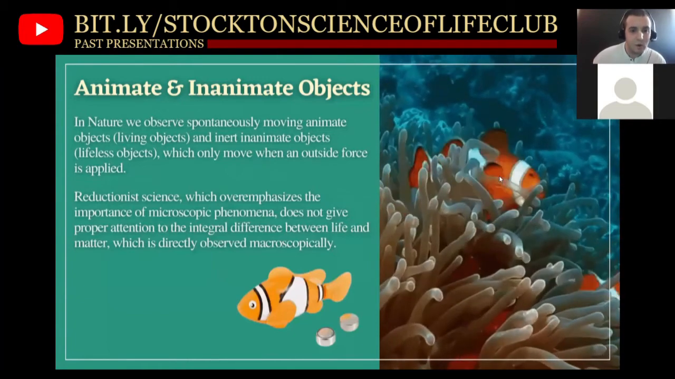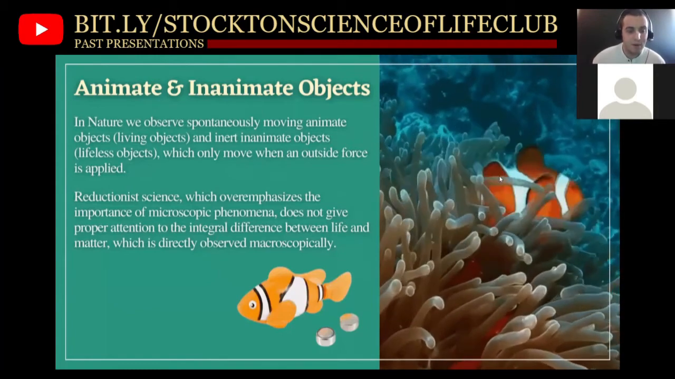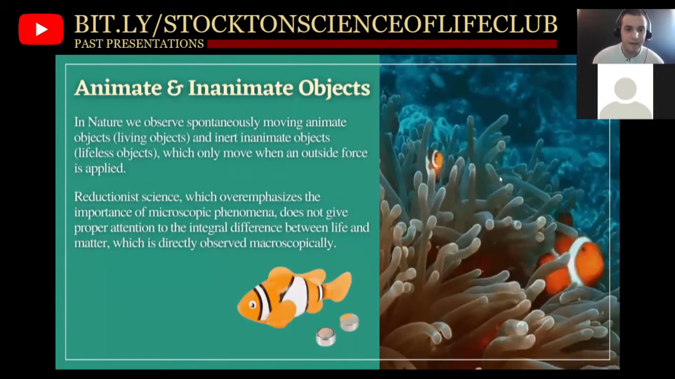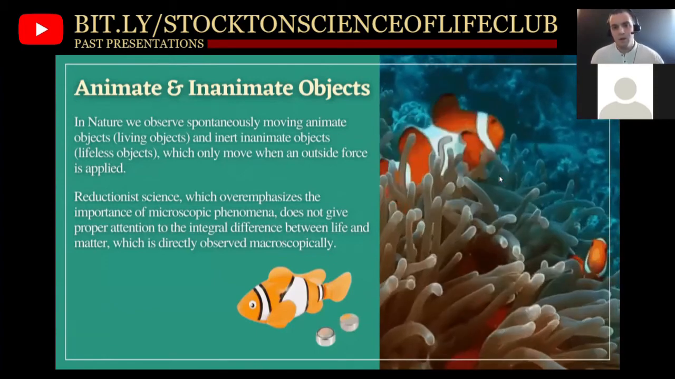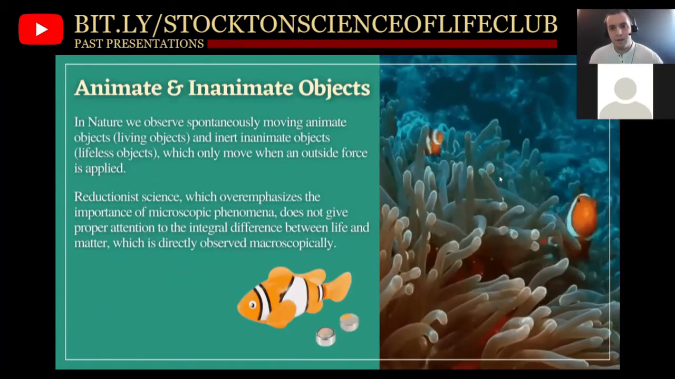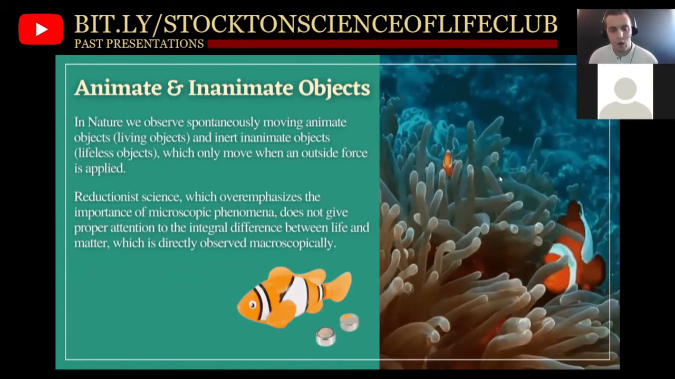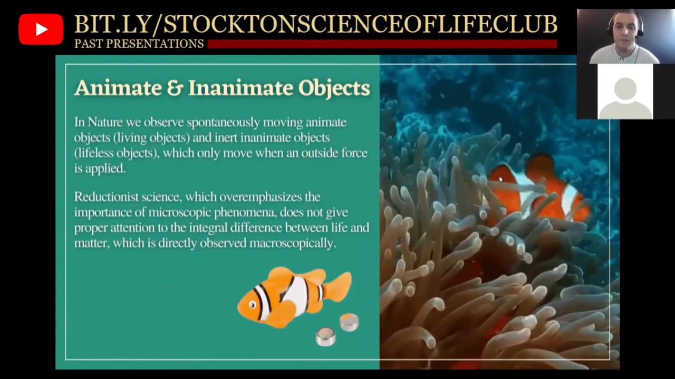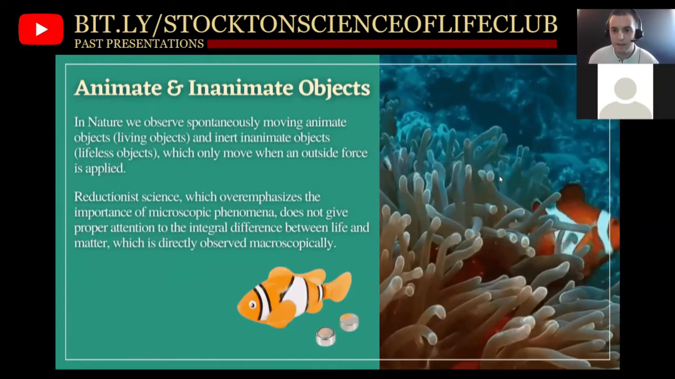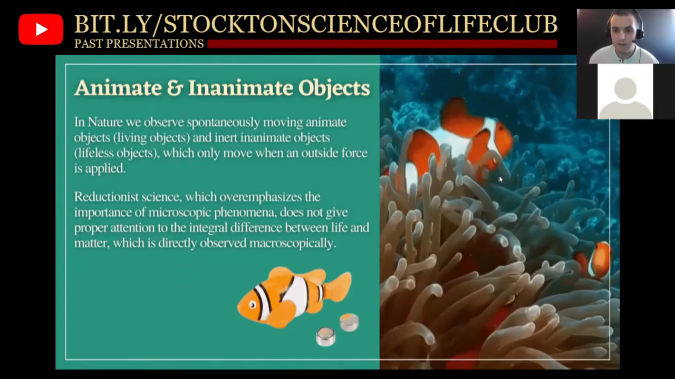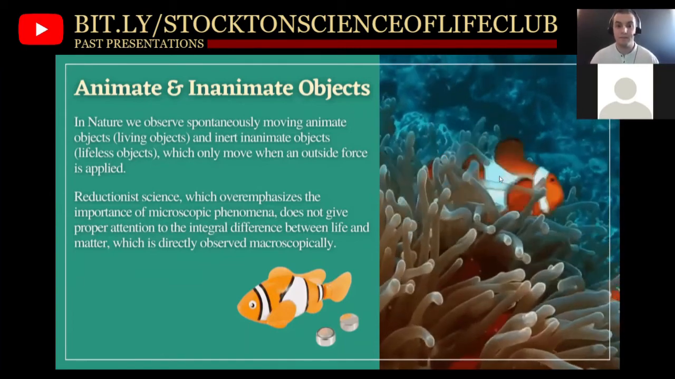Reductionist science, which overemphasizes the importance of microscopic phenomena, does not give proper attention to the integral difference between life and matter, which is directly observed macroscopically. So one of the big critiques of modern science is that it gets lost in its reduction of nature. It's not able to see these qualities of life that are so evident to our macroscopic everyday vision.